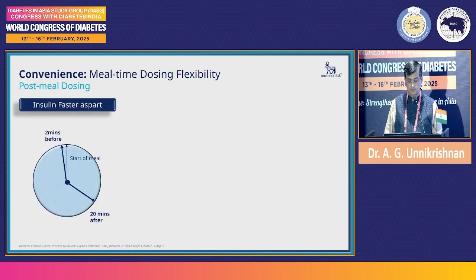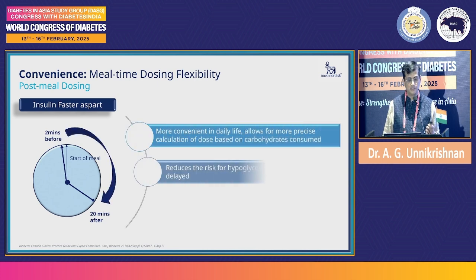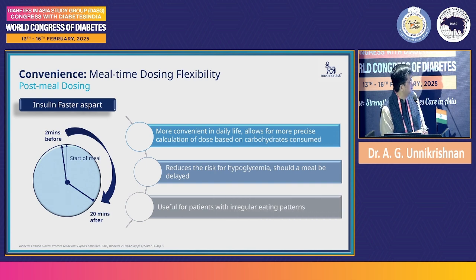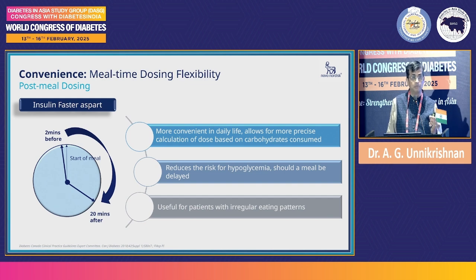Like degludec, the faster acting aspart also is quite flexible. You can inject it 2 minutes before a meal to 20 minutes after a meal. This is most convenient in daily life, but it is even better in hospitals, because supposing the patient has come back late from an endoscopy or an ultrasound or an X-ray, and the meal is delayed, and on the way the patient was hungry, so the patient already ate something.